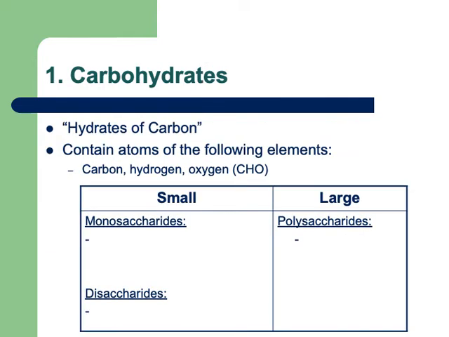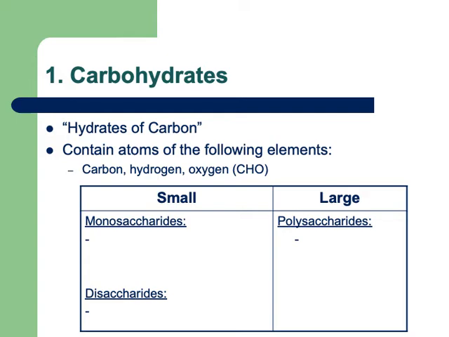Now let's begin by discussing our first biomolecule, and this is carbohydrates. So as the word says, it's hydrates of carbon. So hydrates meaning H2O, hydrogen and oxygen, and carbon molecules. So we know that carbohydrates contain carbon, hydrogen, and oxygen molecules. That's it. Carbon, hydrogen, and oxygen. And so the abbreviation for carbohydrates is CHO.